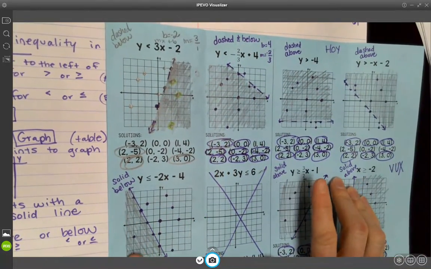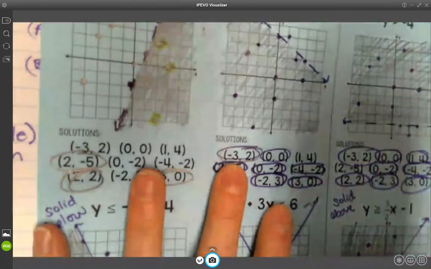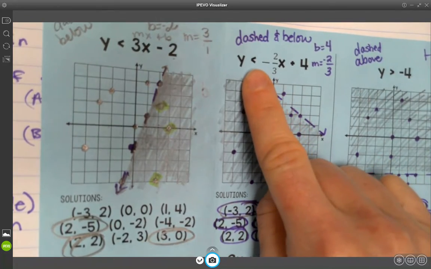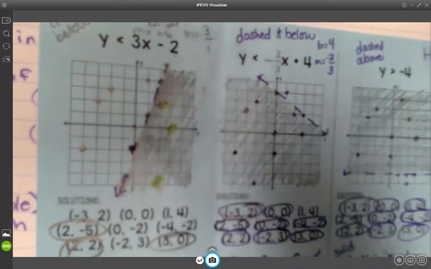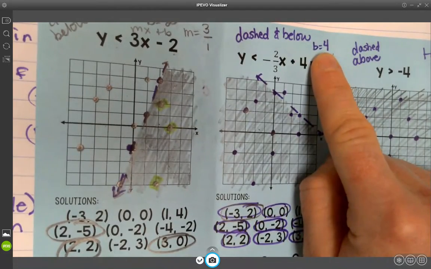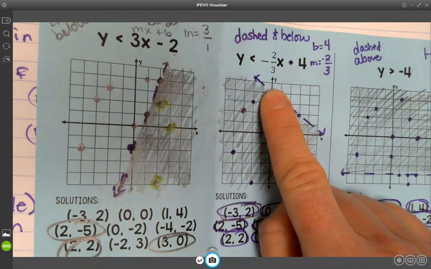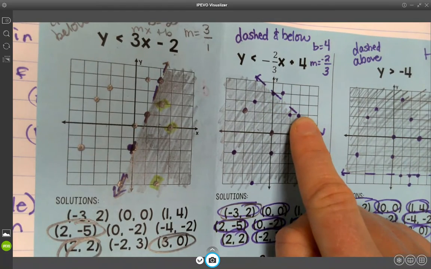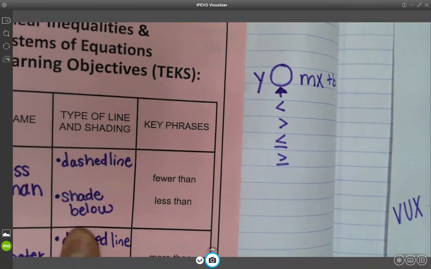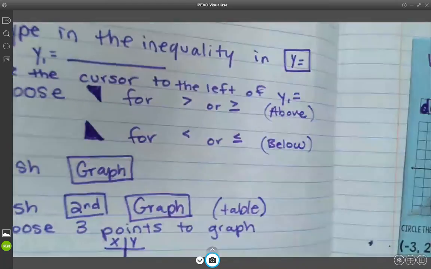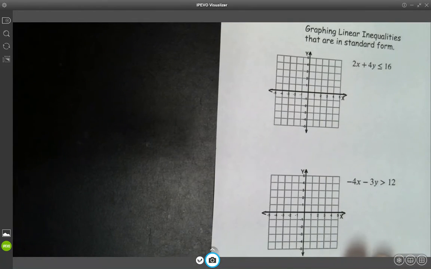But the way that you graph is you start with your b, which is your y-intercept. So let's just look at this one. Y is less than negative 2 over 3x plus 4. So the way that you graph is you start with your y-intercept b. So we're going to plot b at our y-axis. And then you do your rise over run. So negative 2 over 3. That means down 2 over 3. Because it's less than, when we do less than, it's dashed and a shade below. Okay? So we are going to look at these three examples now.